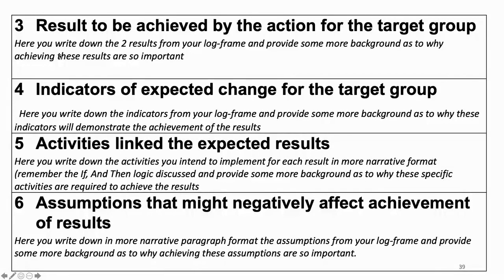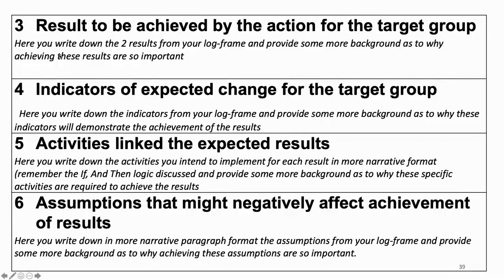Heading number 5, the activities linked to the expected results. Once again, here you write down the activities you intend to implement for each of the results. We've got 2 results. We've got half a page for paragraph number 5. So a quarter page will go to result 1, and a quarter page will go to result 2.